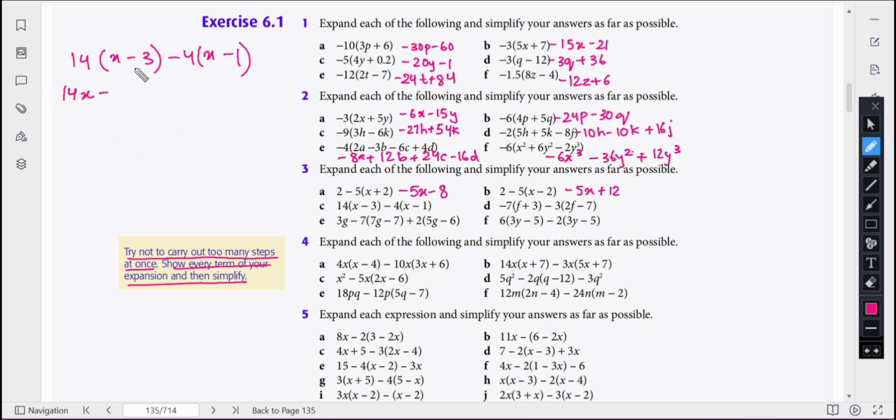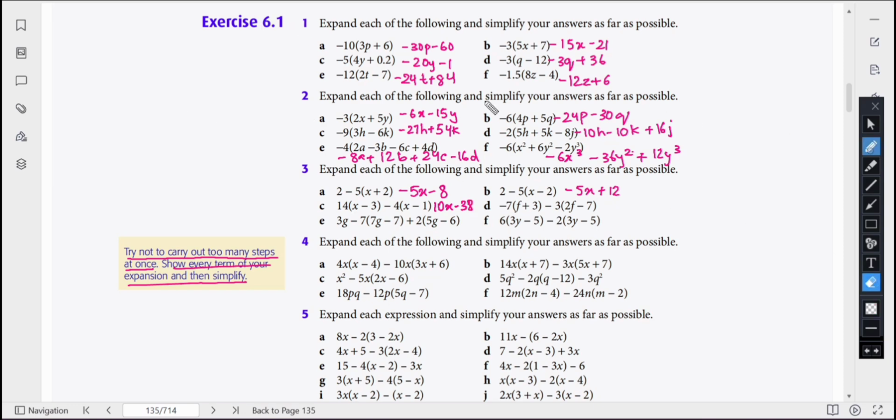सारी slowly करोगे अगर 14 into x will be 14x, 14 multiplied by 3 will be 42, so -42। फिर यहाँ पे -4 है तो it will become -4x and -4 multiplied by -1 will be +4, so 14x - 4x will be 10x and -42 plus 4 is going to become -38, so the final answer is 10x minus 38.